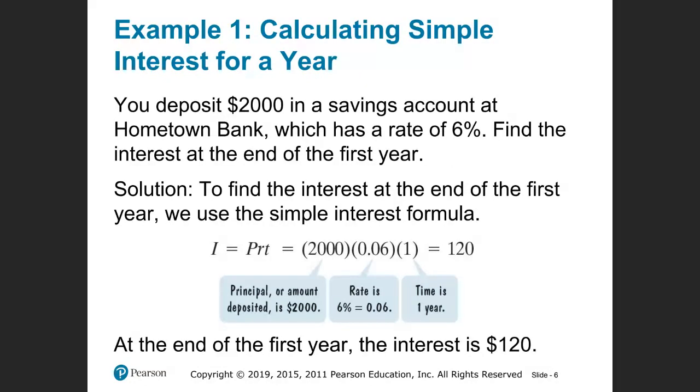Here's an example. You deposit $2,000 in a savings account at Hometown Bank, which has a rate of 6%. Find the interest at the end of the first year. So we're going to use our formula. I is equal to PRT. The principal is $2,000. The interest rate is 6%, which we changed to decimal by moving the decimal point 2 places to the left and removing the percent sign. So it's 0.06, and the time is 1 year. So when we multiply these out, we find out that the interest at the end of the first year is $120.